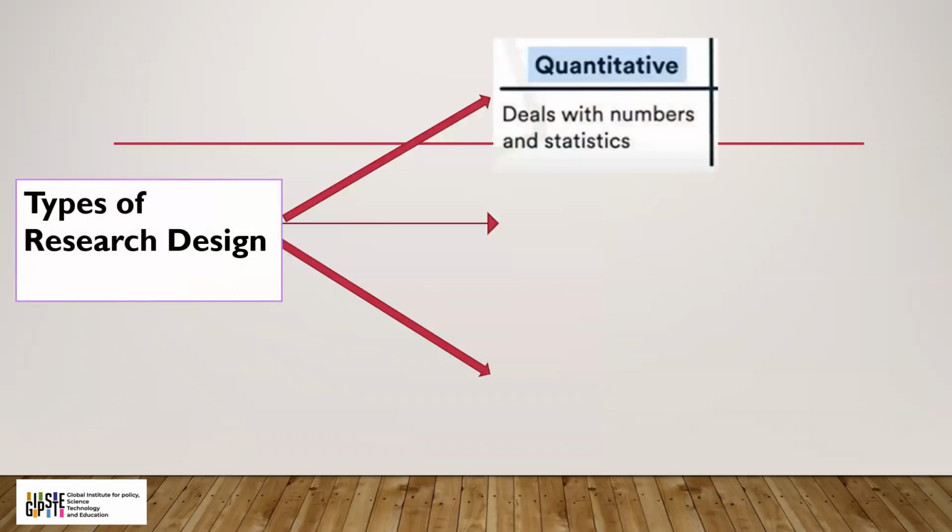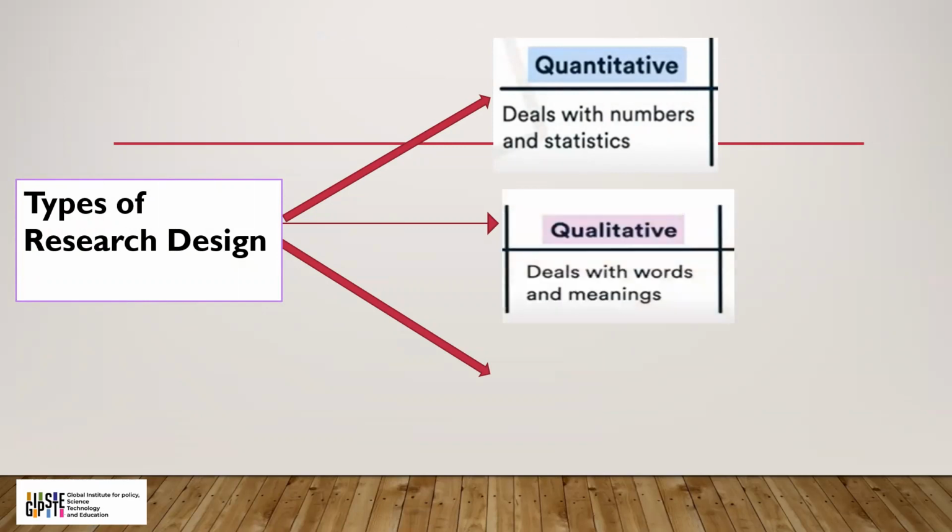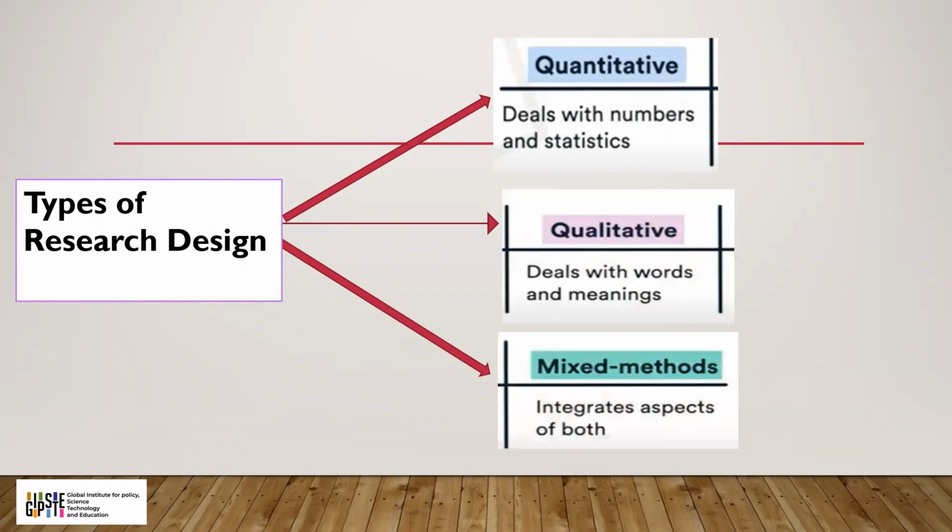Types of research design. We have the quantitative, that is, it deals with numbers and statistics. We have the qualitative, that deals with words and meanings, and the research design that takes into account the mixed methods, okay? That is the integration of the two, that is the quantitative and the qualitative.